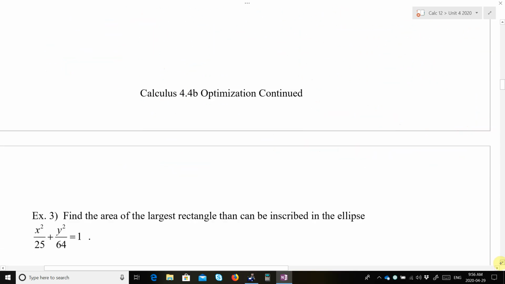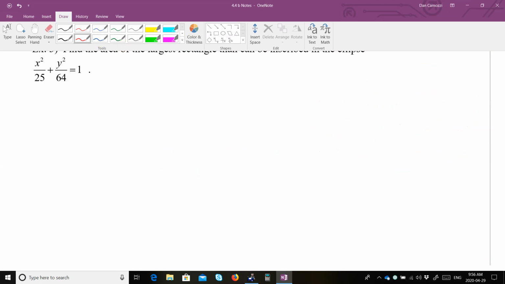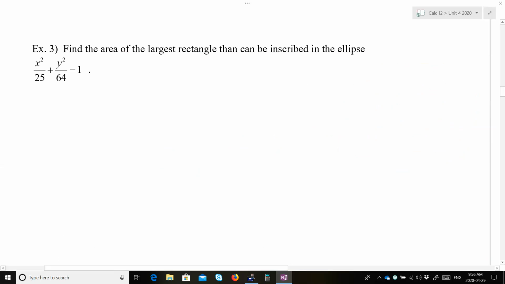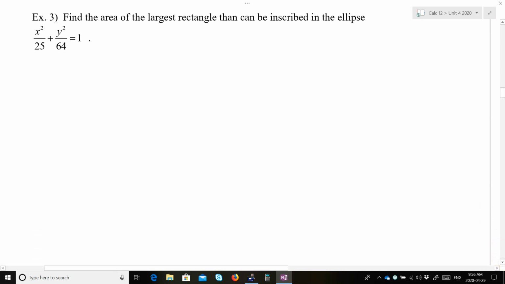Excellent. Let's move on to example 3. Find the area of the largest rectangle that can be inscribed in the ellipse shown there. So let's do a quick graph of this. Hopefully you remember how to graph an ellipse. The center is (h, k), and the center is (0, 0).